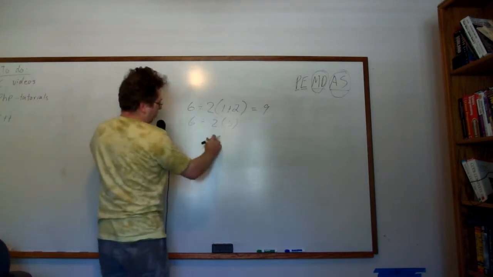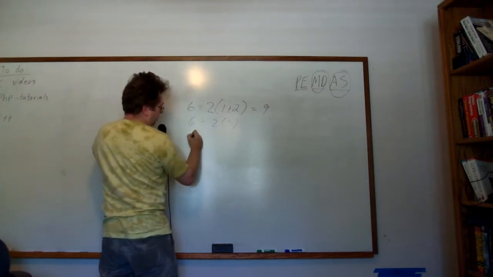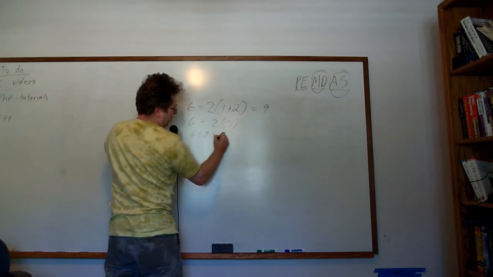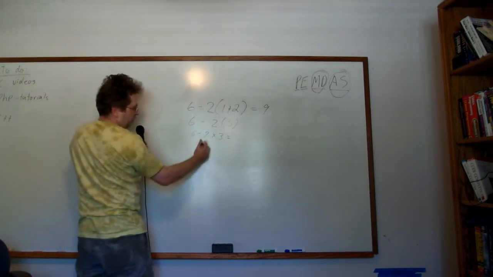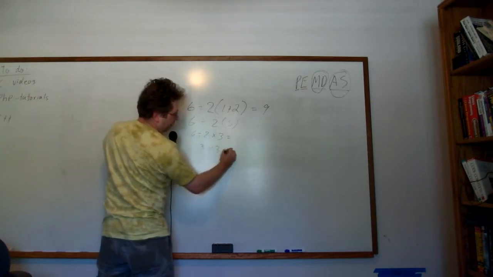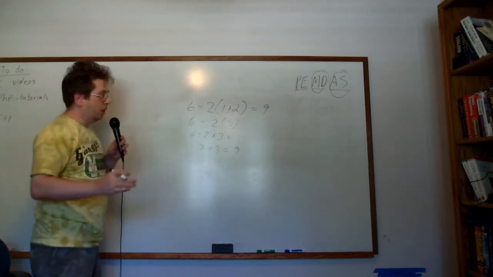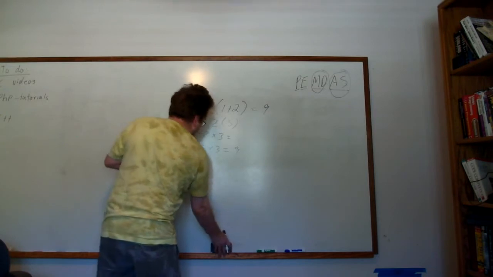So let's go ahead and finish out what we've got here. This is no more than saying 6 divided by 2 times 3, which you then follow from left to right. 6 divided by 2 equals 3, times 3 equals 9. That's your answer, the correct way of doing it.